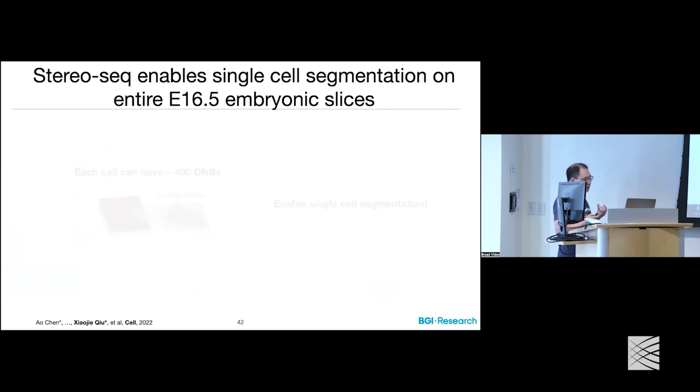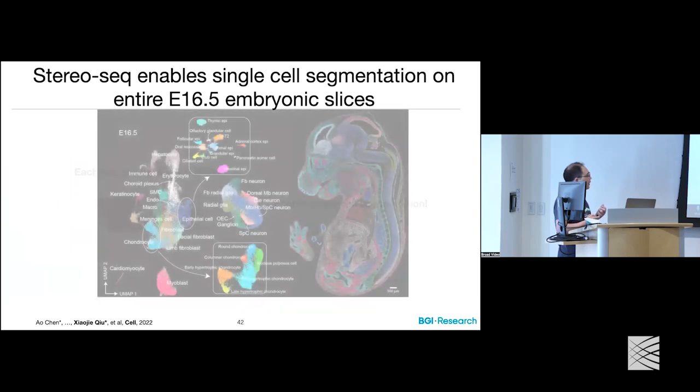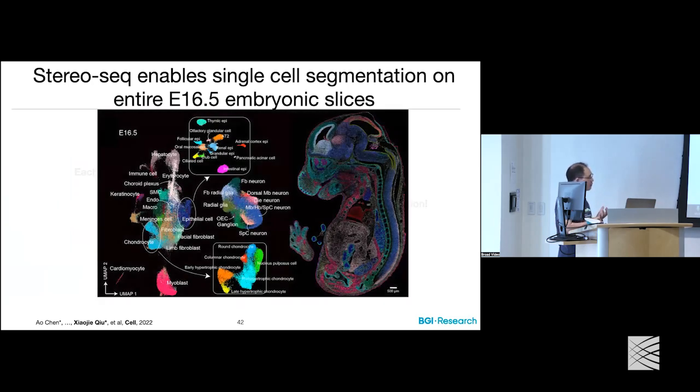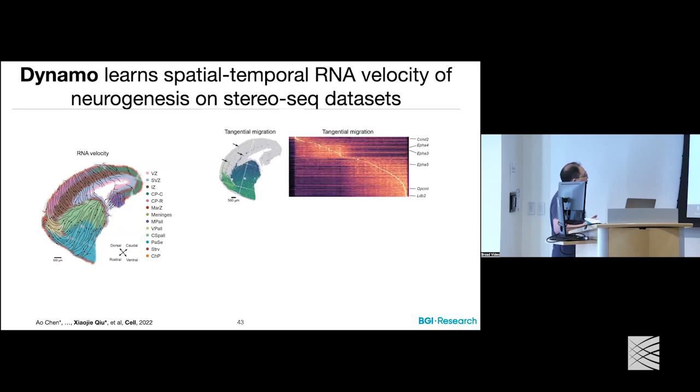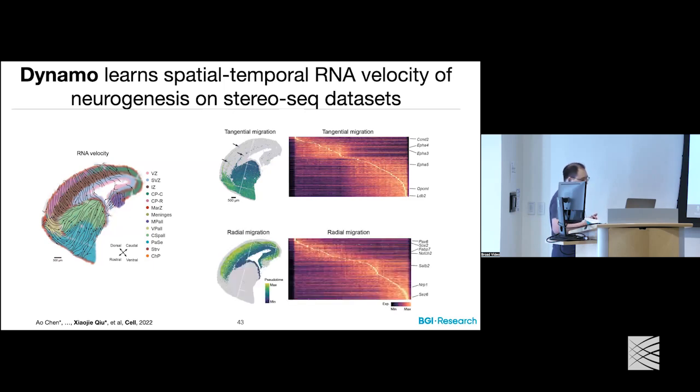Then we can do the segmentation for the entire embryo, and visualize the cell type distribution of the entire embryo. And importantly, because it has high spatial RNA capture, this method enables us to perform RNA velocity in situ. And here I visualize two neurogenesis processes. One is tangential migration, and the other is radial migration.